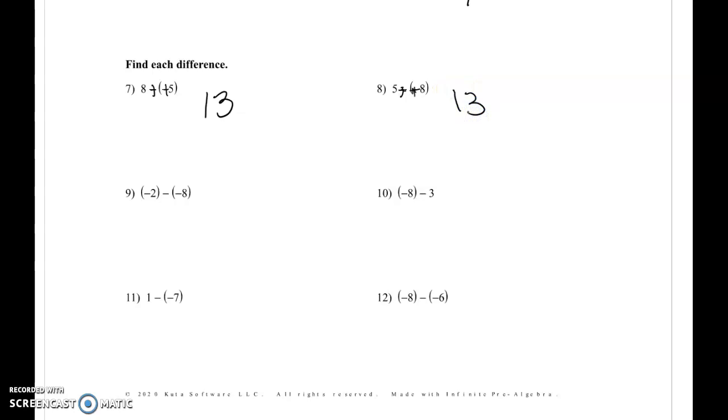All right, take a look at number 9. We have a negative 2 minus a negative 8. Again, the process that we want to follow consistently is we want to change that subtraction to addition. And we want the second number to be the opposite. The second number is a negative 8. We're going to change that to a positive 8. So now we have negative 2 plus a positive 8. All right, so I'm going to write that again down here.